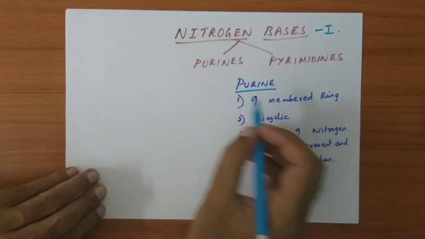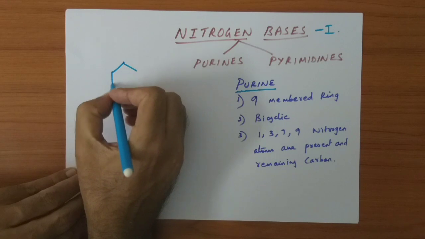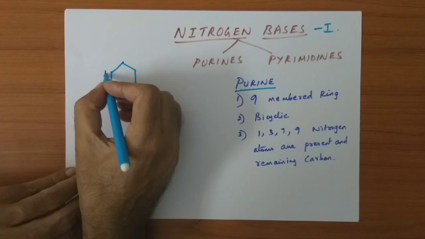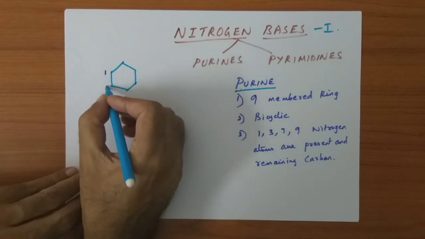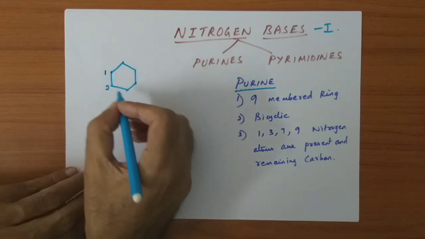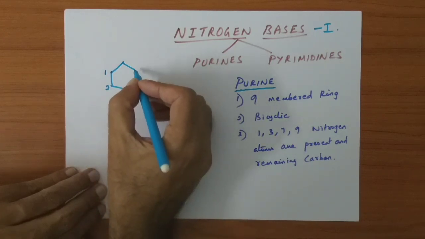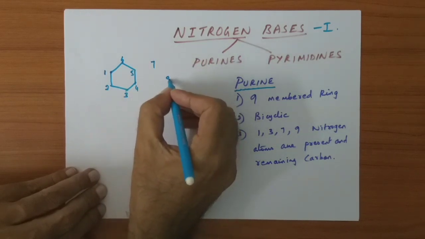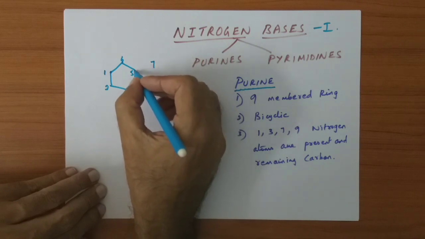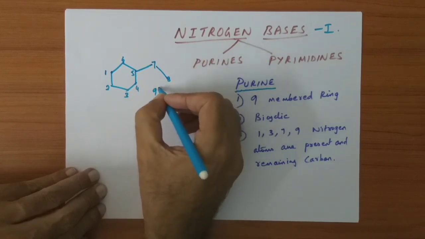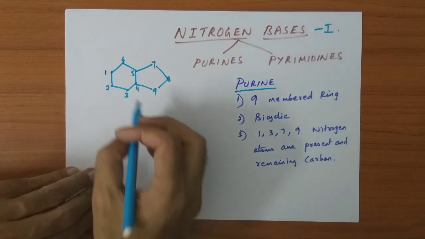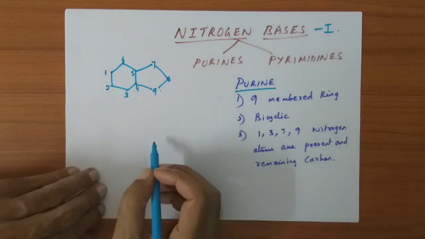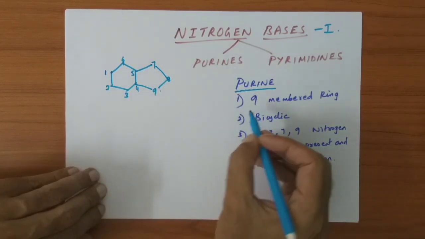Because it's a 9-membered ring, normally when you take benzene, you will be aware of the structure of benzene. You start from here, start the numbers from here, 1, 2, 3, 4, and this will be 5 and 6. The 7th position you can make here, the 8th position here, and the 9th position here. Now you can join these, and if we check the numbers 1, 2, 3, 4, 5, 6, 7, 8, 9, like this you have to make the skeleton structure.